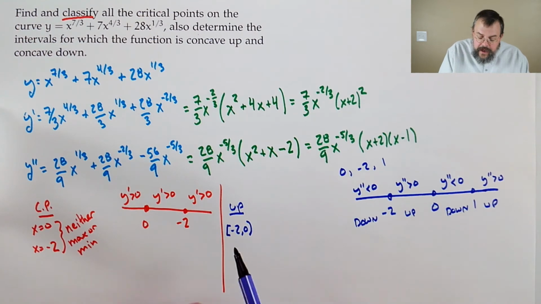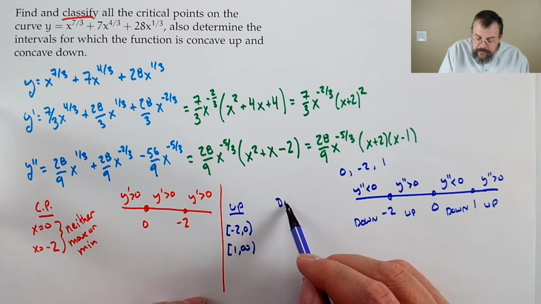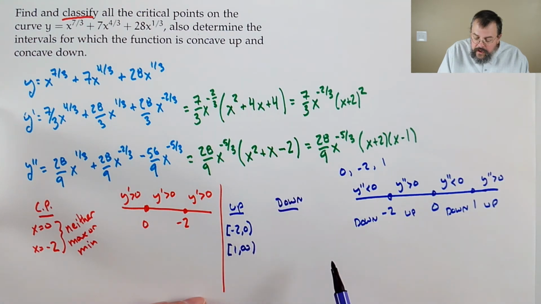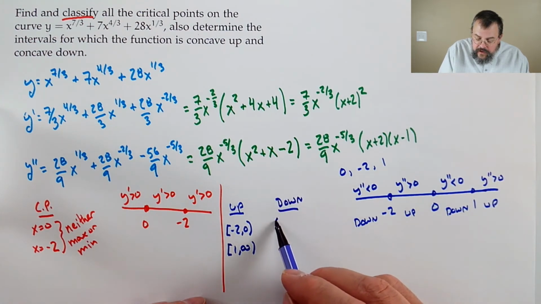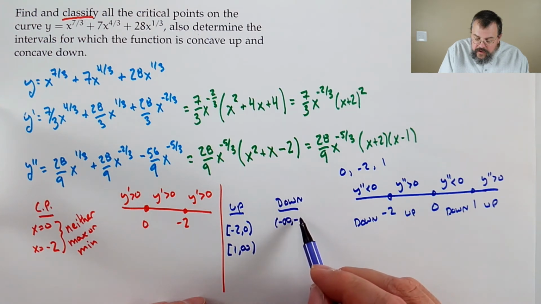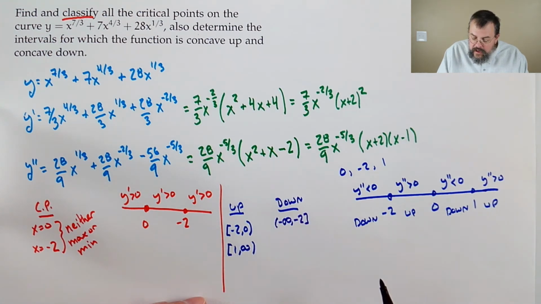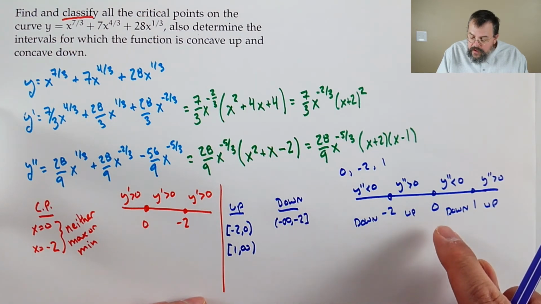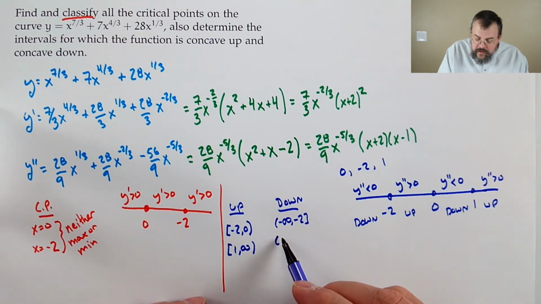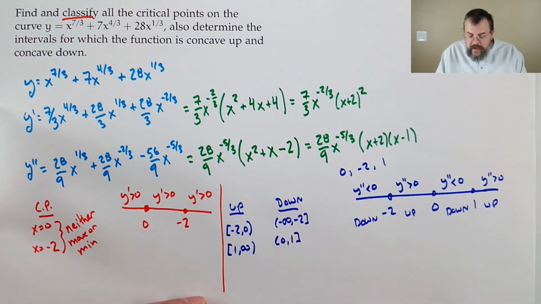And then we have from 1 all the way up to infinity. Concave down. Well, up to -2, so minus infinity to -2. And then from where? Well, we are going concave down from 0 to 1. So 0 to 1. And there you go. That's it. That's what's happening. All right. Good. Interesting.